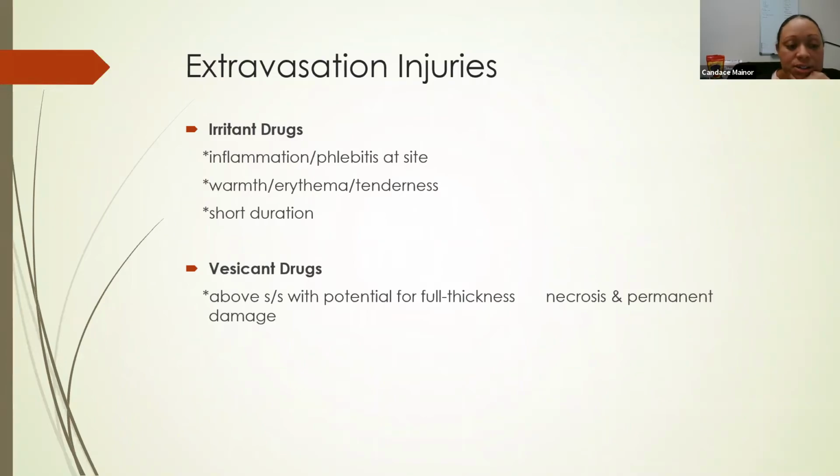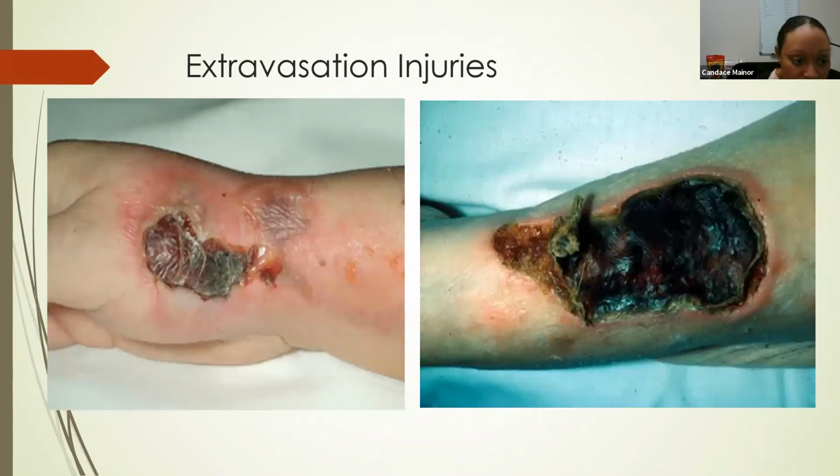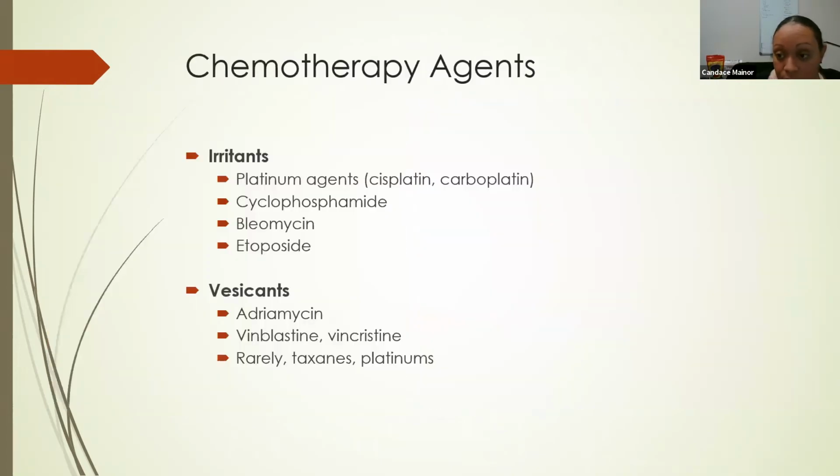Typically, chemotherapy drugs classified as irritants will cause these symptoms for a short duration. Now, with vesicant chemotherapy drugs, they will cause all of the above: inflammation, phlebitis, warmth, erythema, tenderness. But these drugs can cause full thickness necrosis and permanent damage. Here's a picture of some extravasation injuries from vesicants. So as you can see, it can cause some real problems.